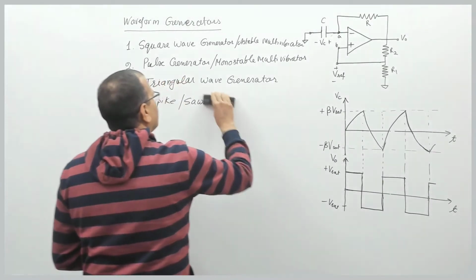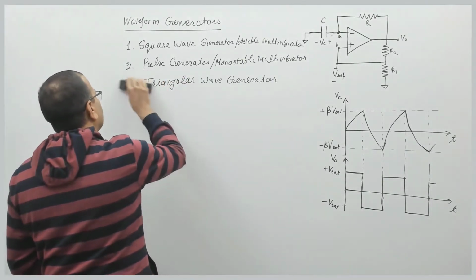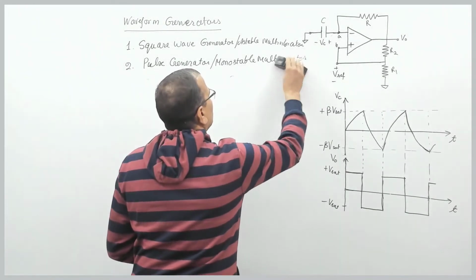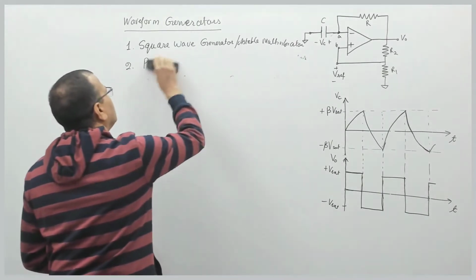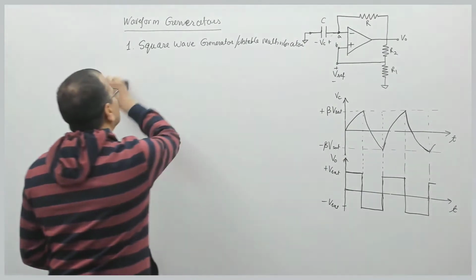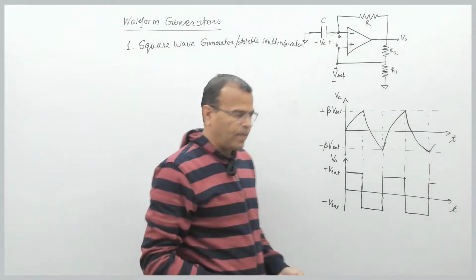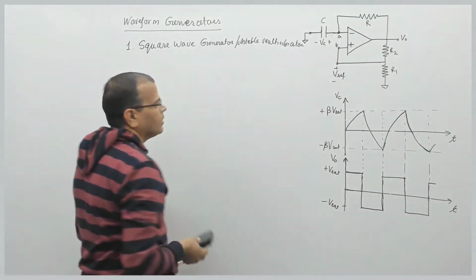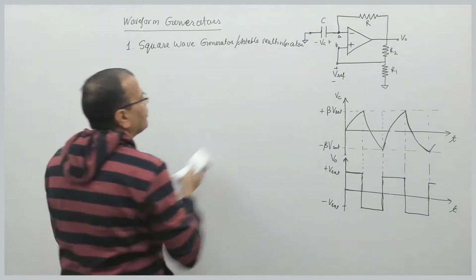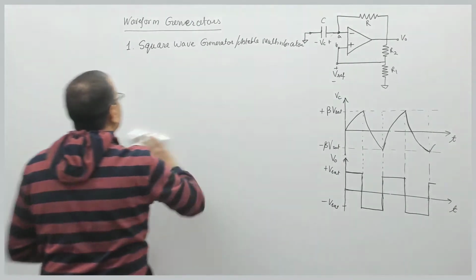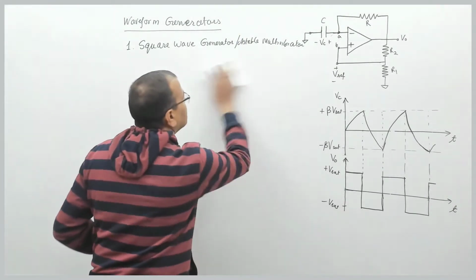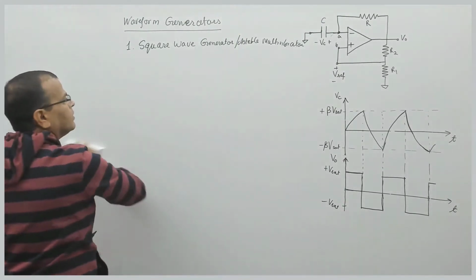Square wave generator or astable multivibrator is basically a circuit which we can call an oscillator circuit, which is not giving you sinusoidal oscillations, rather it is giving a square wave type of oscillation, right? So let us see the topic.